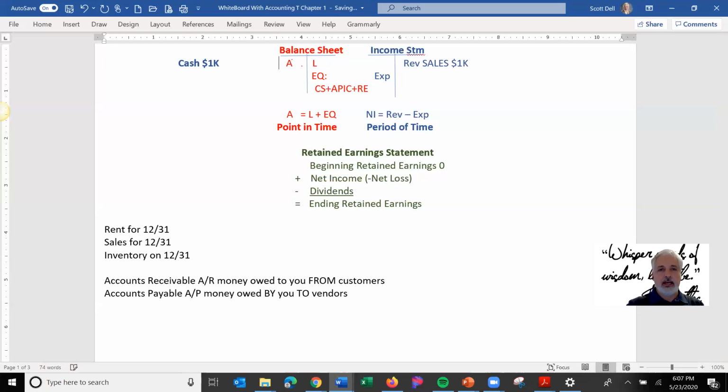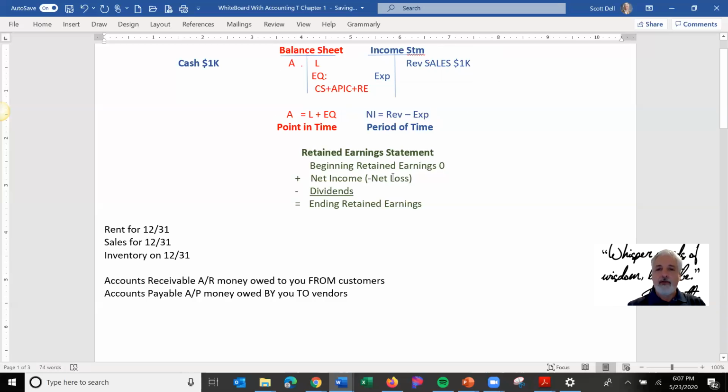So we have $1,000 in cash coming in, and I've got sales of $1,000 here. And you say, but Dr. Scott, I'm out of balance. I got $1,000 in total assets. I get zero liabilities and zero equity. And if you are real sharp, you probably looked at this retained earnings statement, and I told you retained earnings is right here. That's what's going to change.